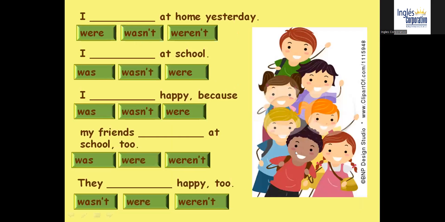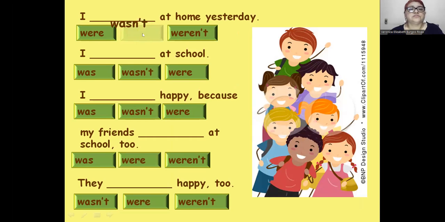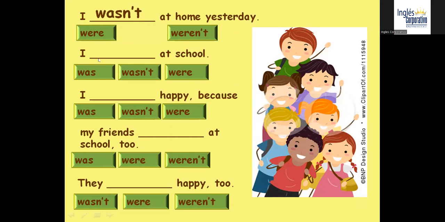Okay, so now let's try to rearrange, to set the correct answers in those spaces. Okay, I, were, wasn't, or weren't. Can you see this? Okay. I wasn't at home yesterday. Okay, I wasn't at home yesterday. How about number two? I was at school. Okay, I was at school.